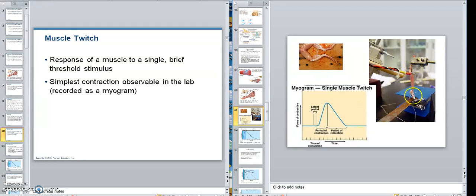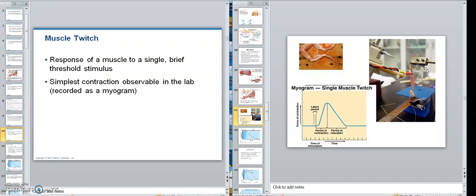Since this is hooked here, when the muscle contracts, it would pull tension on these two parts of the machine. That tension would be recorded. Here would be the stimulus, which is coming from a battery. Here's the wire; we're artificially stimulating it. This is the recording that you would get.